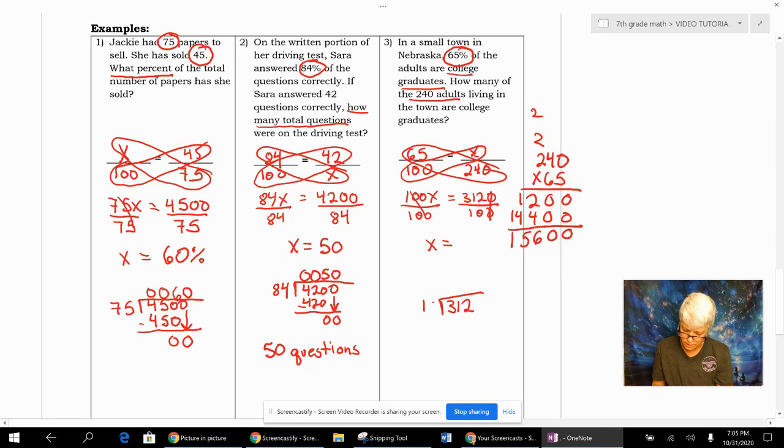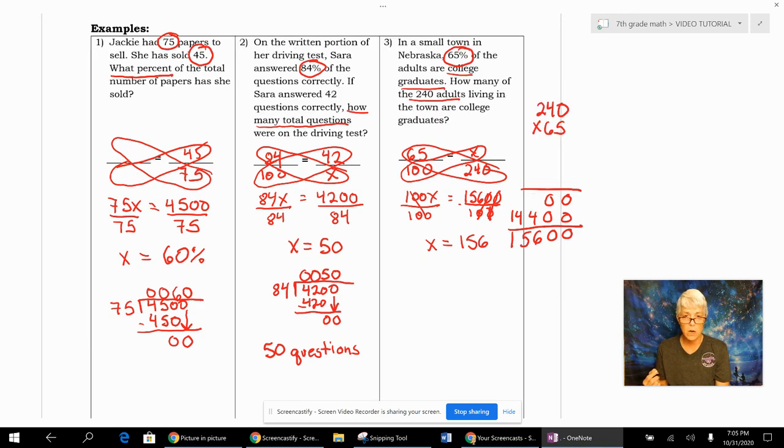So let me correct myself. Thought that number looked not quite right. So let me go ahead and correct it. 1, 5, 6, 0, 0. Now, what's super cool about this, where I'm at right now, is you see how they both end in zeros? 2 zeros, as a matter of fact. So I'm going to cross out both of these zeros and cross out both of these zeros, and now I have 156. So 240 adults live in the town.